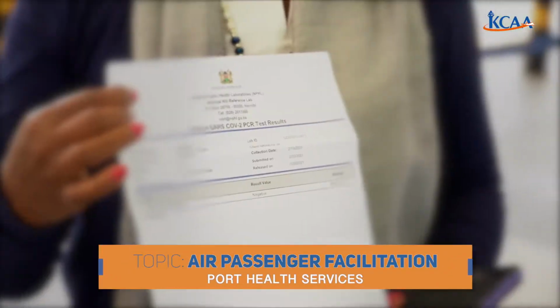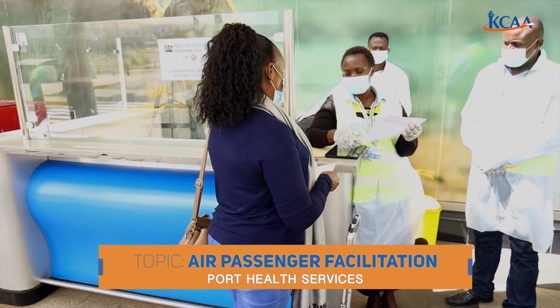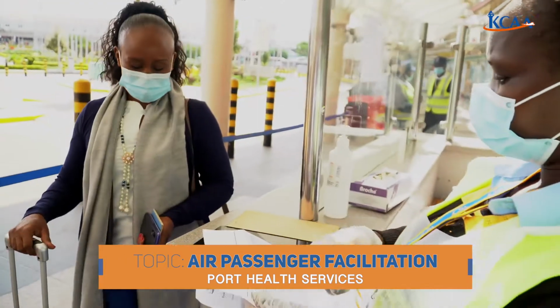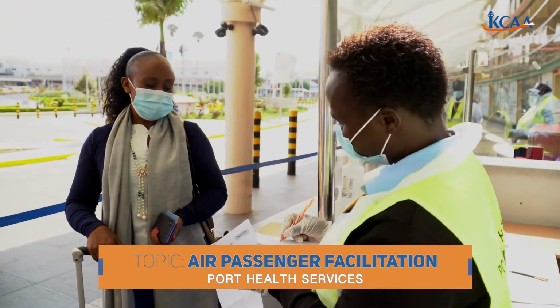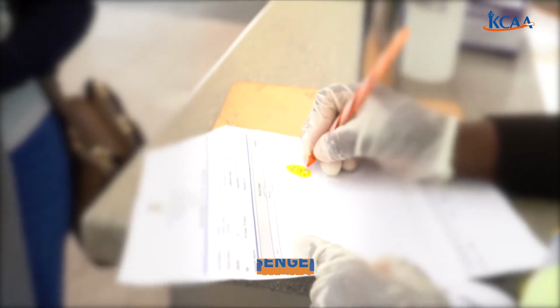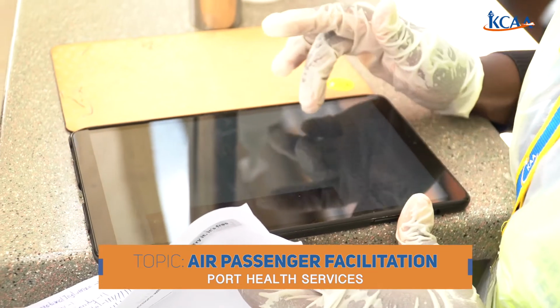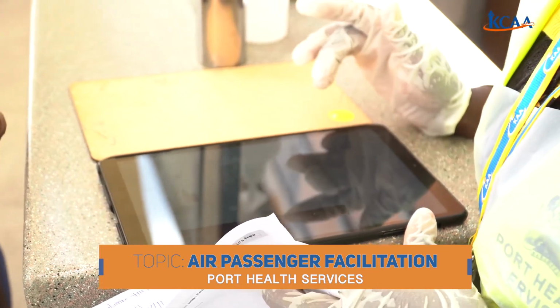So what happens, the passenger arrives, and presents certificates from approved laboratories in Kenya. We have 43 approved labs that test for COVID-19. So once they present themselves here, we verify the certificates that they present. We have a Trusted Traveler code that we look at on those certificates. We have a digital system that is linked to the laboratory.